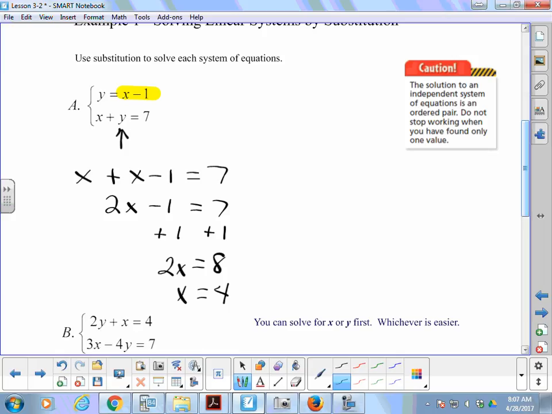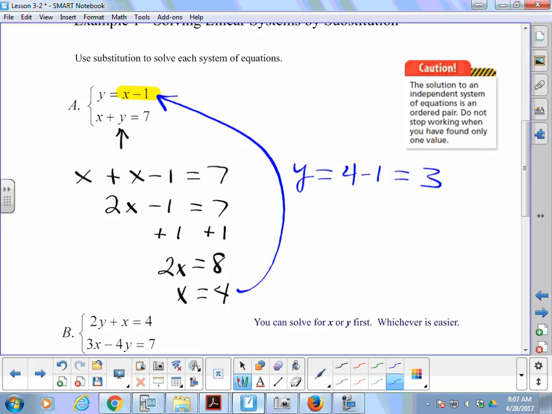So lots of times what happens, if you're going to miss something, it's because you stop here. Okay, you need to remember that now I need to take that value of 4 and put it in here for x so I can find the value of y. So y equals 4 minus 1, which is 3. And then you've got to remember to write it as a point. So my answer is the point 4, 3.